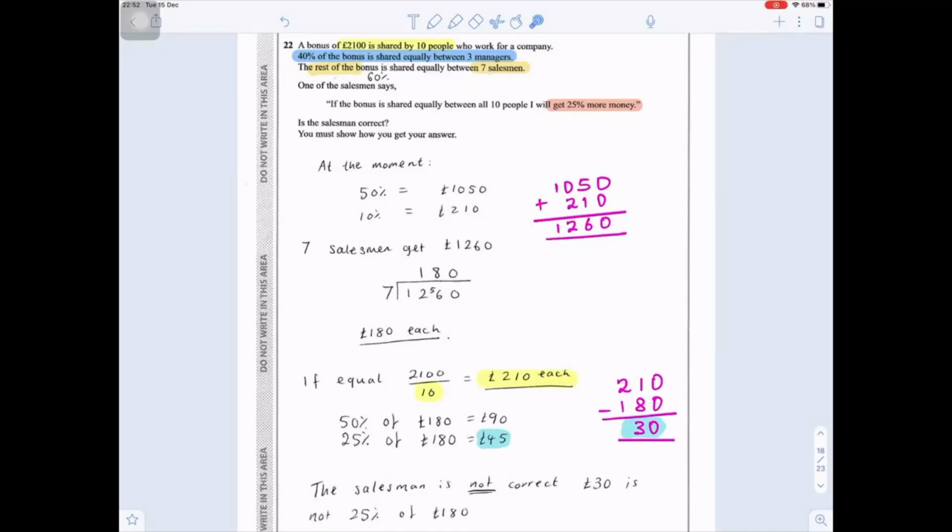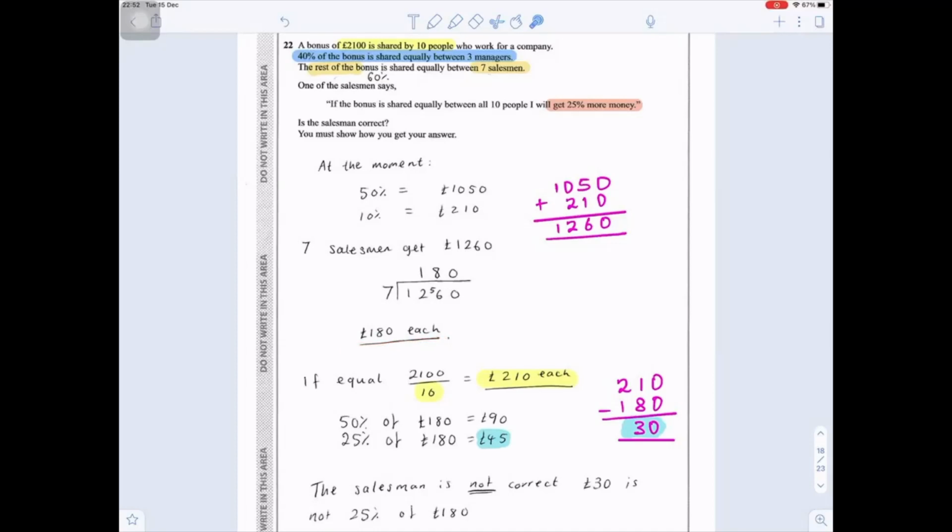Now, how much does each get? So 1,260 divided by 7. You do the long division, you will get 180. How many times 7 goes into 12 is 1, remainder 5. And with the 6, it becomes 56. How many times 7 goes into 56 is 8. Remainder 0, and you put the 0. So 180. So when they share it, each person gets 180 pounds.